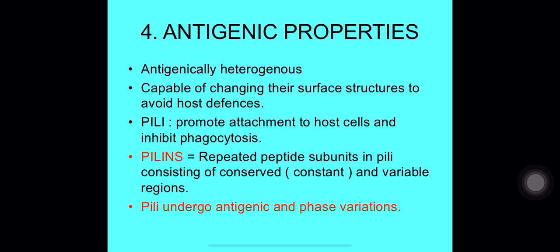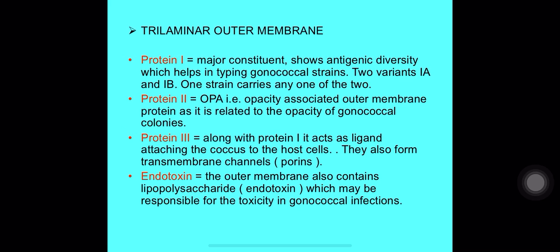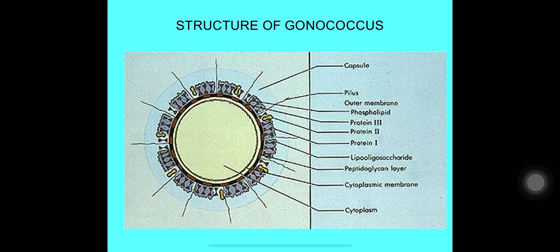Antigenic properties of Gonococcus include it is antigenically heterogeneous, capable of changing cell surface structures to avoid host defenses. They have pili which act as a virulence factor, promoting attachment to the surface of host cells and inhibiting phagocytosis. Pili undergo antigenic and phase variations. It also has a trilaminar outer membrane which has protein 1, 2 and 3. It produces an endotoxin. The outer membrane contains a lipopolysaccharide or endotoxin which may be responsible for the toxicity in gonococcal infections. The structure of Gonococcus is a gram-negative coccus.